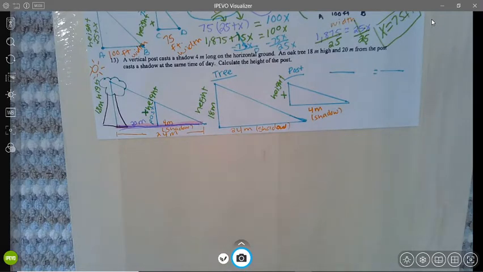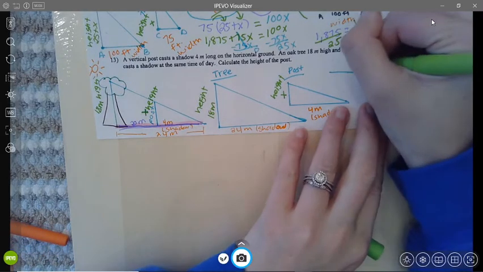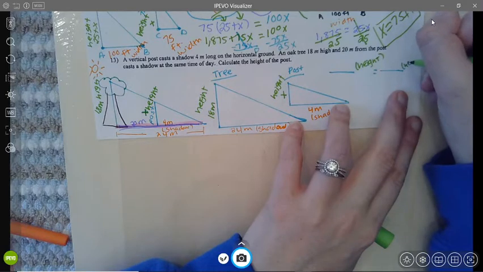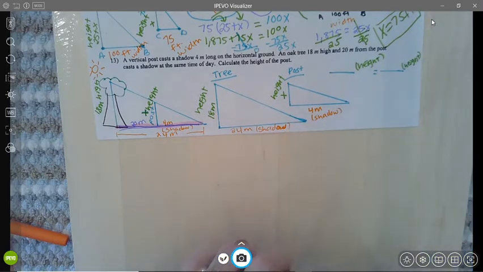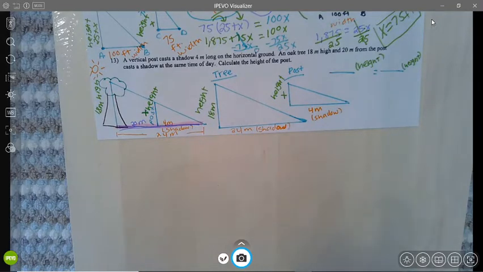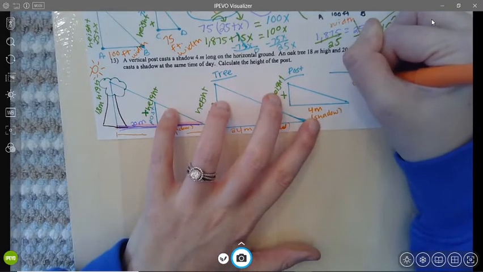Okay, so now that we have our two triangles set up, guess what, you guys? We can set up our proportions. So we're going to be comparing the heights and the shadows, and it doesn't matter which one comes first. I'm just going to make it easy and do the height over the shadow. So I'm going to do the height in the numerator, and then the shadow length in the denominator.